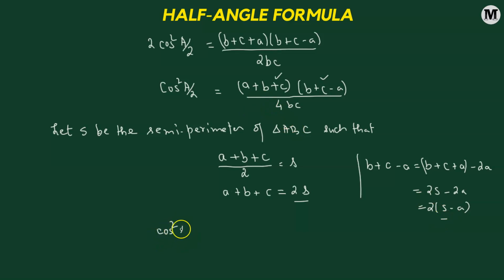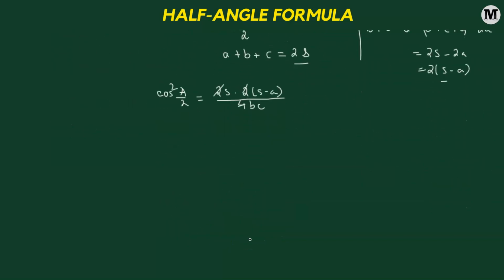So we have cosine squared A over 2 equal to 2 times S multiplied by 2 times S minus A divided by 4 times BC. Here we can factor out 4 from the numerator and the denominator, and that's going to leave us with cosine squared A over 2 equal to S times S minus A divided by BC. Next, we'll take the square root on both sides.